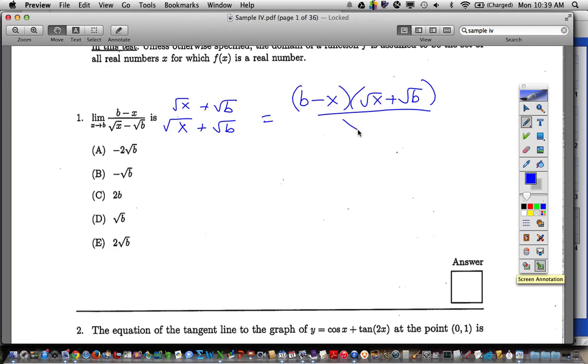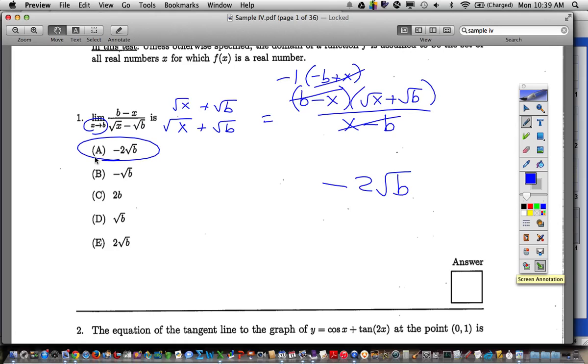We FOIL that, we got x minus b. Now, can those cancel? Almost. Factor out a -1, then it becomes negative b plus x, which of course is the same as x minus b. Now we can do what? Now we can plug in our b. So we get radical b plus radical b, which is 2 radical b, and then the -1 out in front, and so A is our choice.